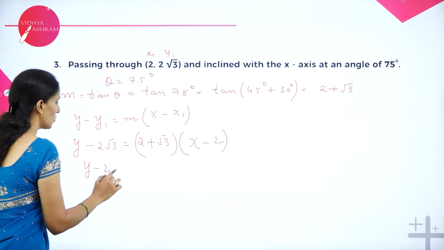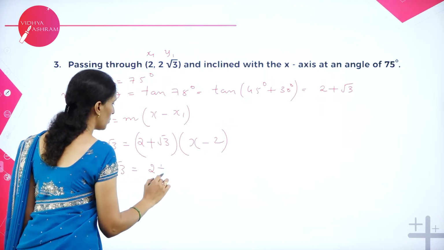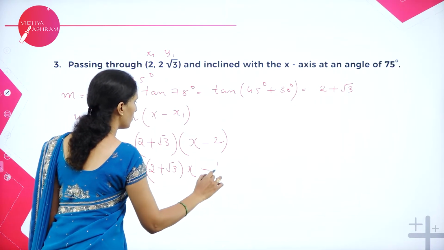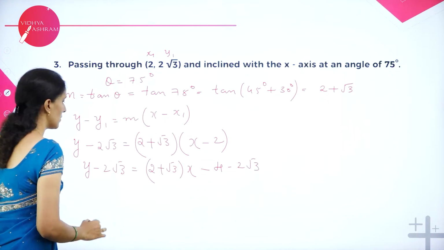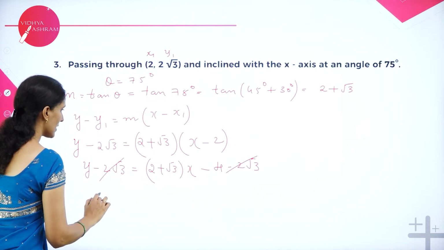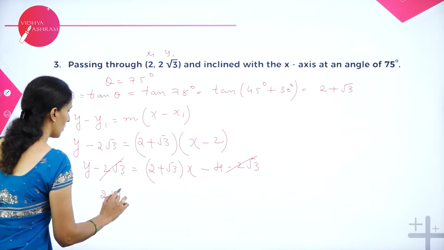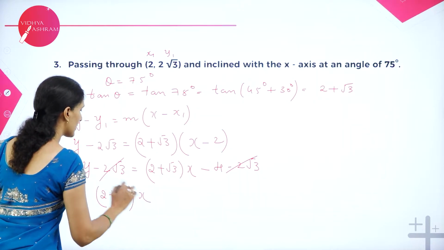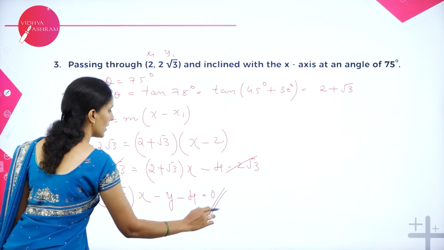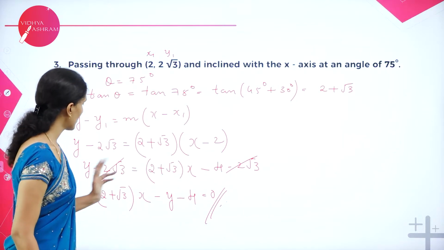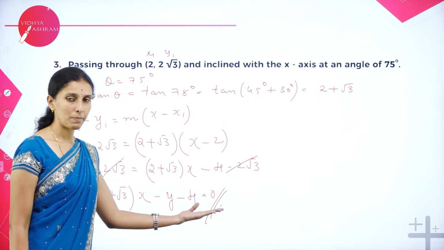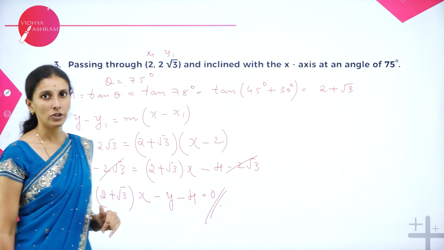So y minus 2 root 3 equals (2 plus root 3)x minus 2, 2s are 4, minus 2 root 3. So I can cancel minus 2 root 3 on both sides. I'll write this as (2 plus root 3) into x minus y minus 4 is equal to 0. So this is the equation. I have kept x minus y minus 4 here only. General expression Ax plus By plus C form. So this is the equation of the given line.